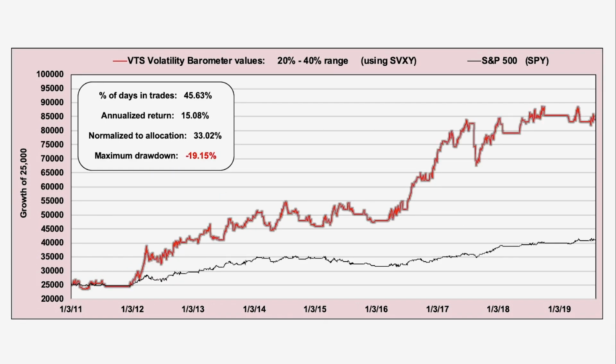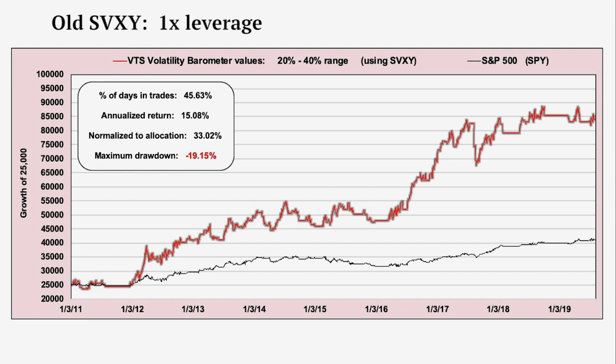The next possible replacement, the SVXY. This is another short volatility ETF, which in the past was one of my favorites. The SVXY was essentially the same thing as the old XIV. They were 1 times leveraged front 2-month VIX futures products.